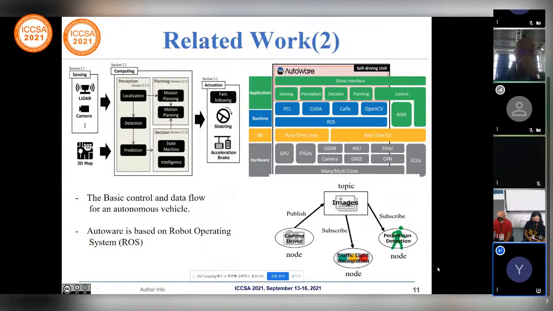In this figure, the first one shows the basic control and data flow for autonomous vehicles. The sensor records environmental information that serves as input data for the artificial intelligence core. So 3D maps are becoming commonplace for self-driving.